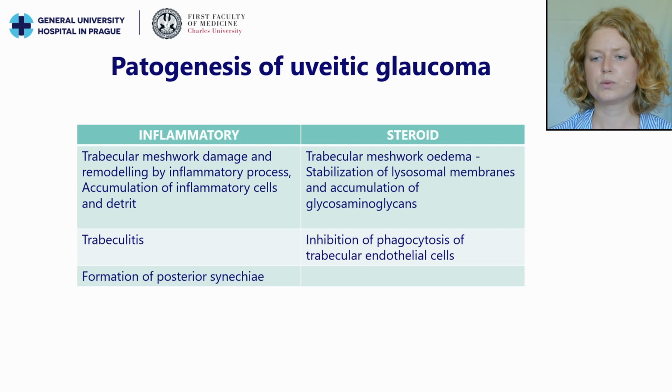Corticoids cause trabecular meshwork edema. Furthermore, they play a role in inhibition of phagocytosis of trabecular endothelial cells. This process enhances the accumulation of cells, protein, and detritus in outflow pathways.